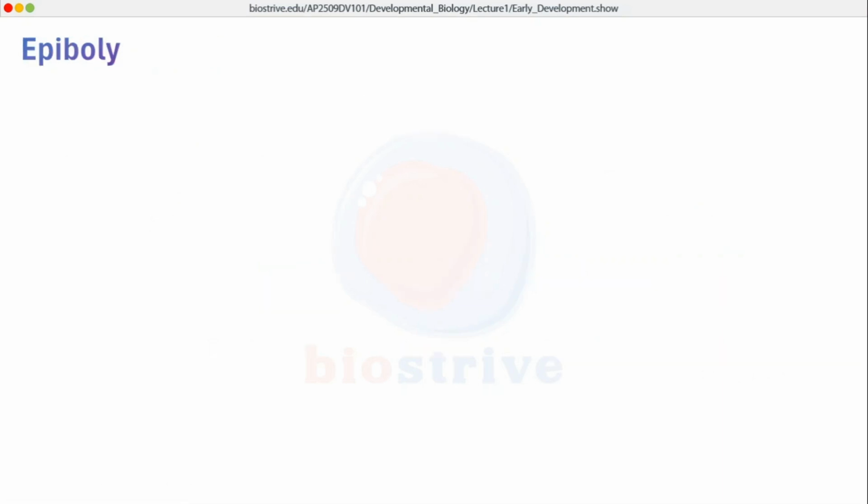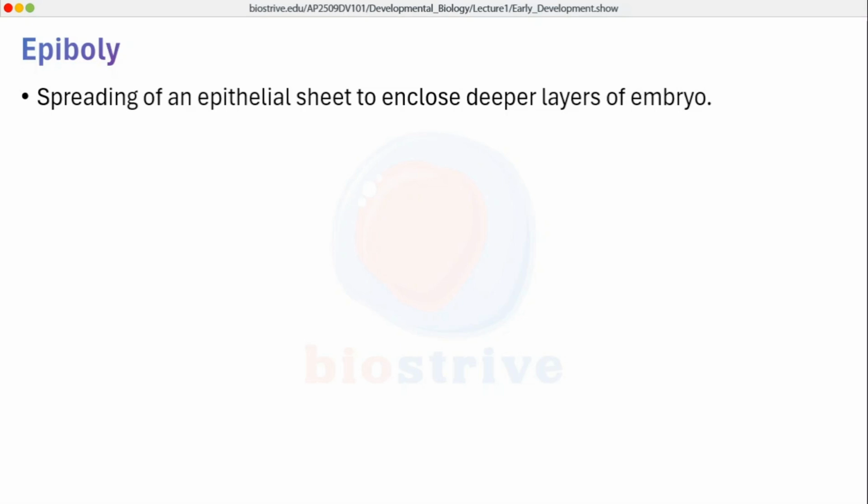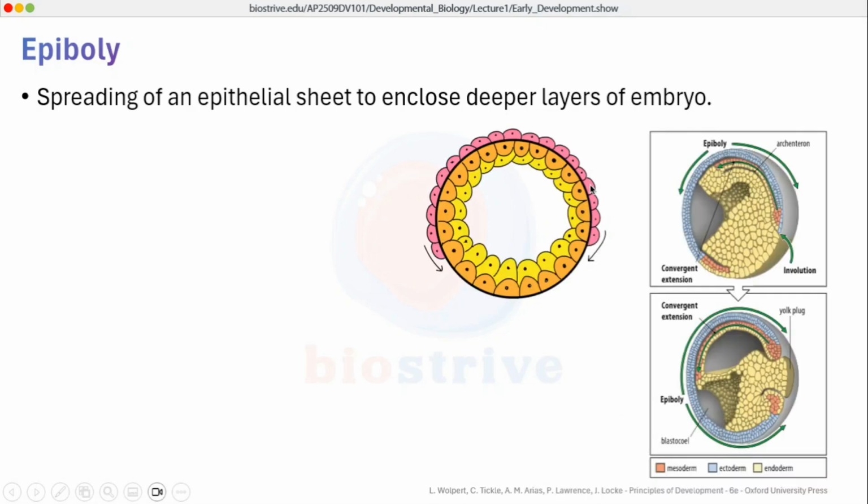Let's start with epiboly. So epiboly represents that the outer epithelial sheet will start enclosing the embryo. As you can see, this is the outermost epithelial sheet and the cellular movements are in this direction and it will eventually enclose this whole embryo. As you can see here in this diagram, this is the outermost epithelial sheet, and after some time this epithelial sheet is covering the whole embryo except this specific region which we call yolk plug.